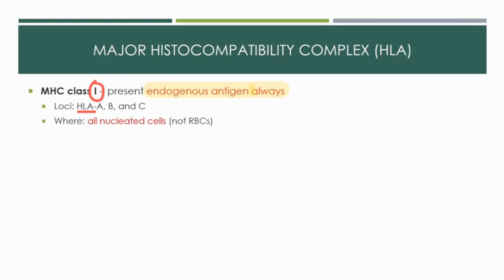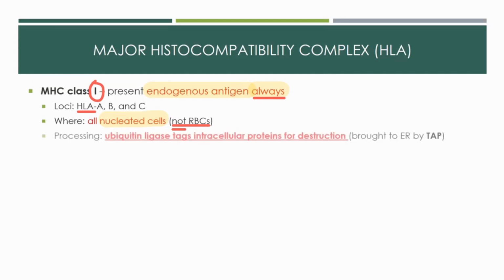MHC1 is found on all nucleated cells, including platelets, which are derived from a nucleated cell, but this is to the exclusion of red blood cells, which have no nucleus. If red blood cells did have MHC, it would make blood transfusions as tricky as organ donation. And just a reminder, MHC1 is expressed all the time to make sure the immune system knows everything going on in our cells is legit.